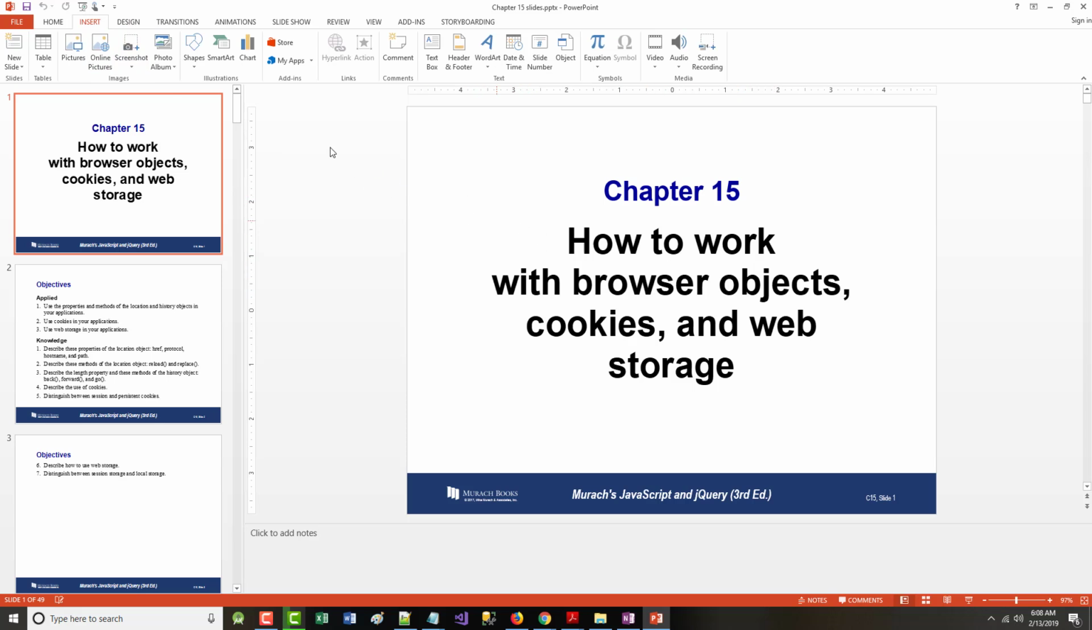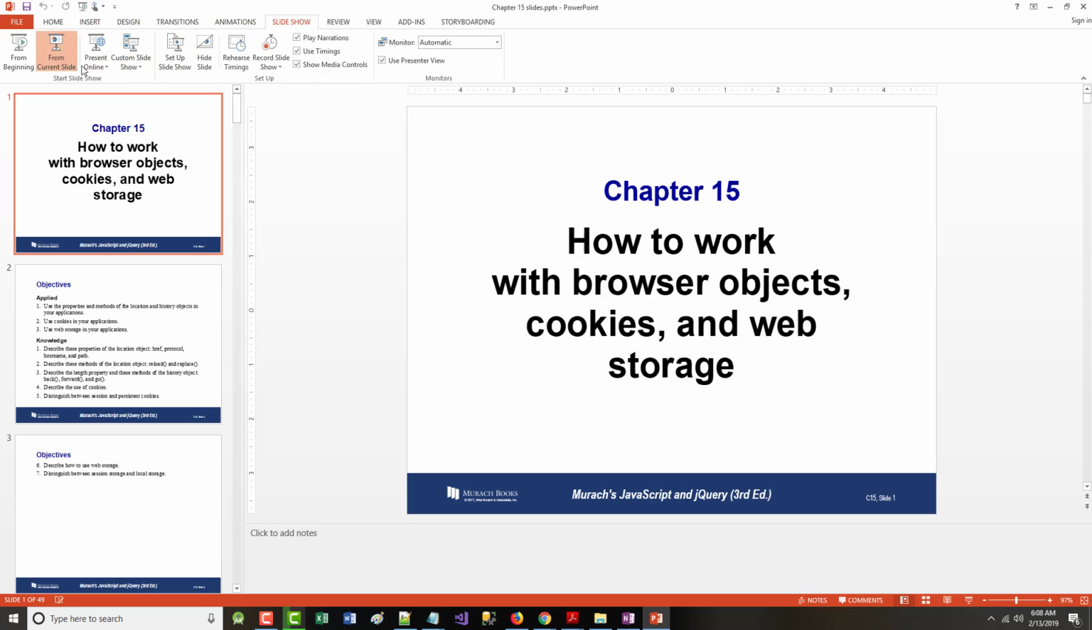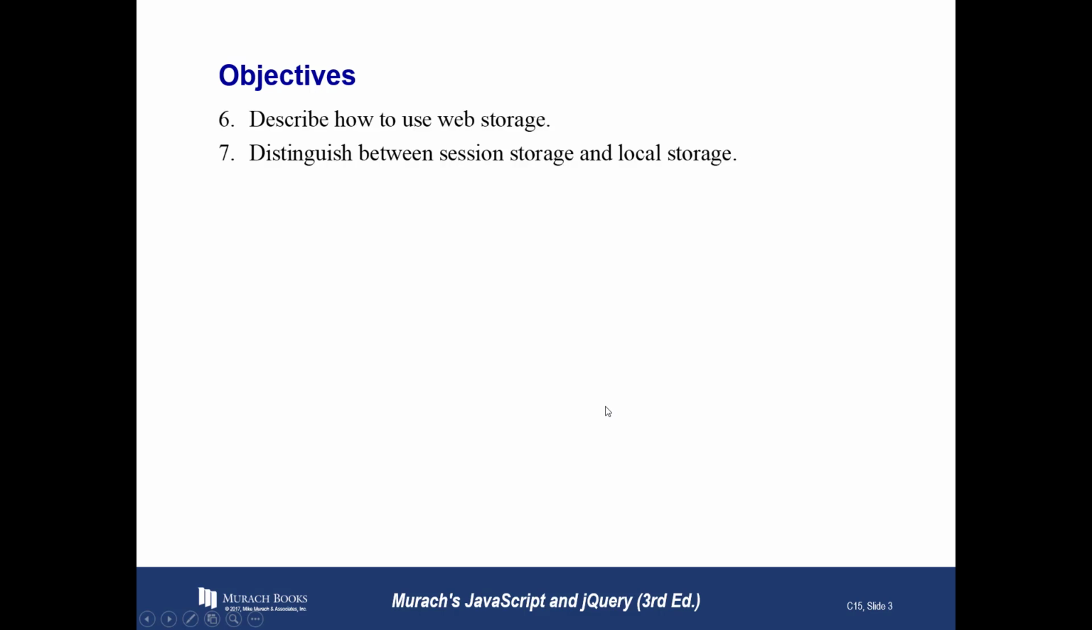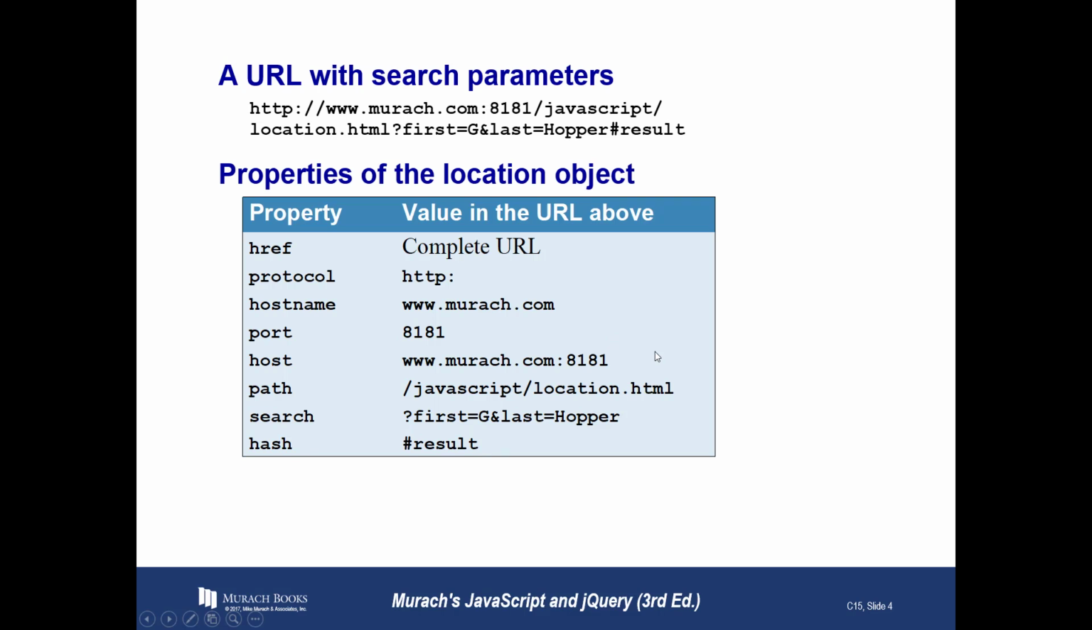How to work with browser objects, cookies, and web storage. We'll talk about different things in the browser, like the location object, the history object, cookies in the browser, and web storage, which is a relatively new phenomenon. We'll cover the properties and methods of the location object, the use of cookies, the differences between session cookies and persistent cookies, how to use web storage, and how to distinguish between session storage and local storage. A lot of stuff in here.